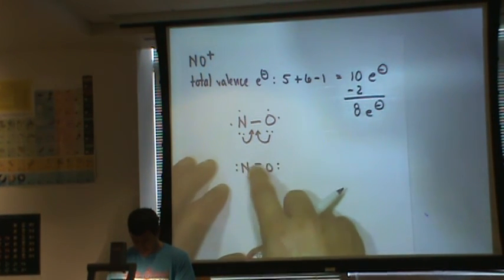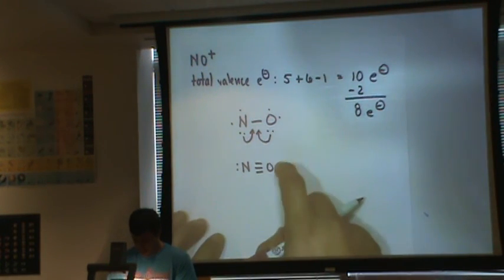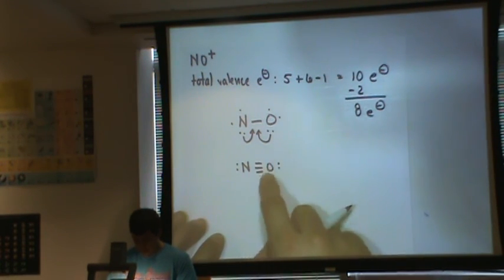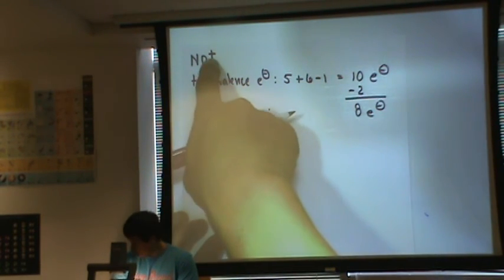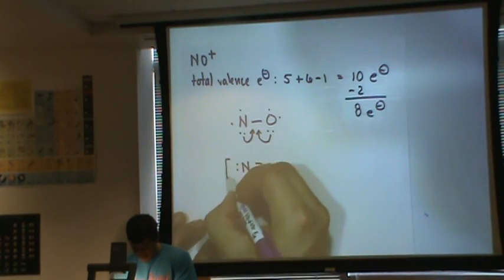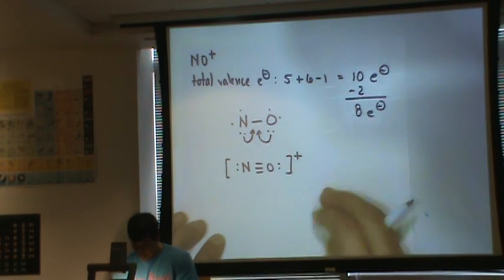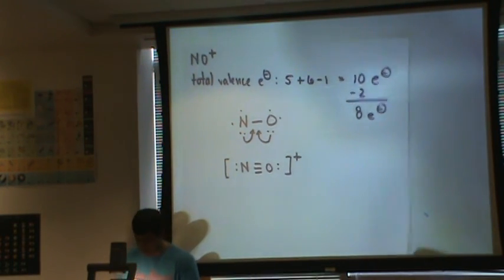1, 2, 3, 4, 5, 6, 7, 8. Nitrogen's happy. 1, 2, 3, 4, 5, 6, 7, 8. Oxygen's happy. And then finally, because this molecule is charged, don't forget to put your brackets and the plus sign, because it is a positively charged molecule.